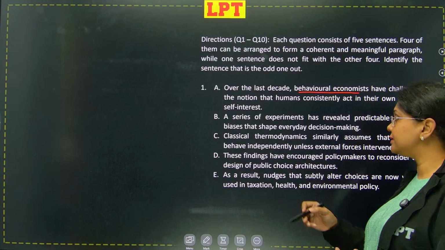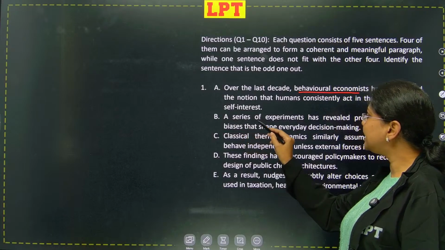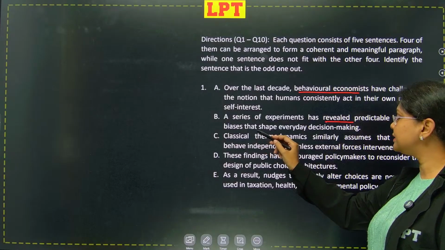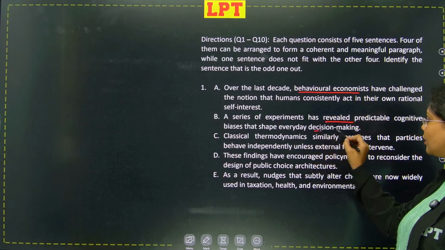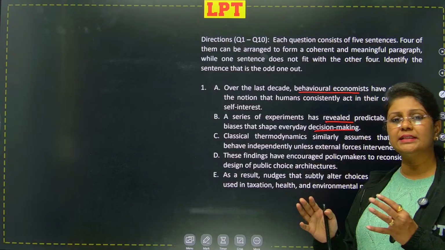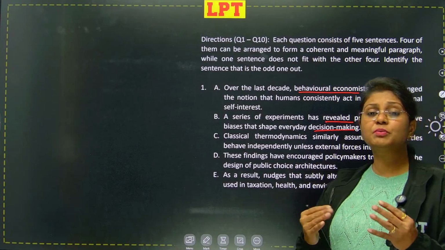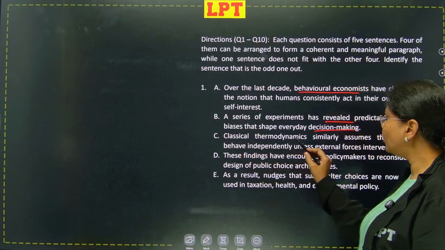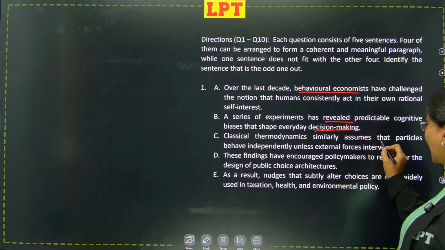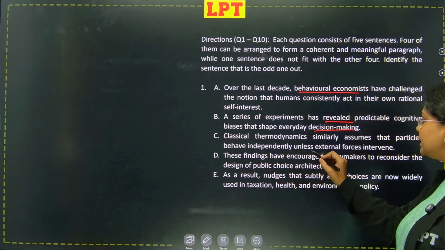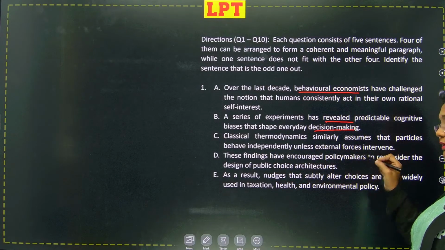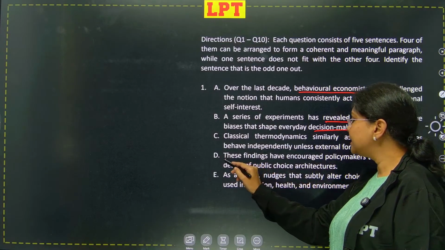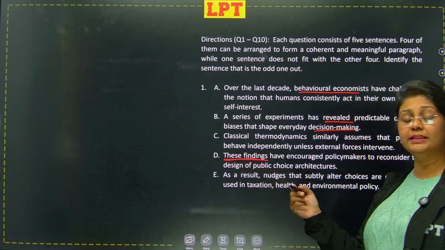Let's read out the sentences again. It says B, a series of experiments has revealed predictable cognitive biases that shape everyday decision making. Okay. Now, if you have these two sentences, I'm sure you would have figured out which one forms a better opening statement. Let's go further. It says classical thermodynamics clearly assumes that particles behave independently unless external forces intervene. Okay, so one more piece of information is given to you. It says these findings. Now look at this.